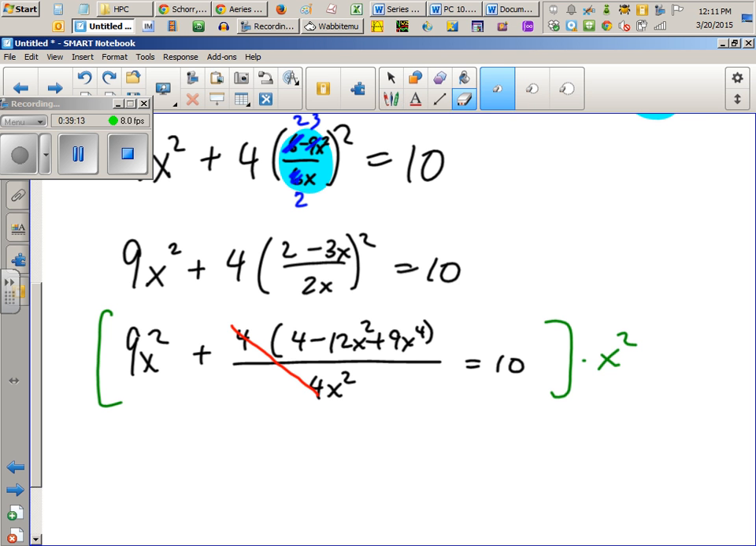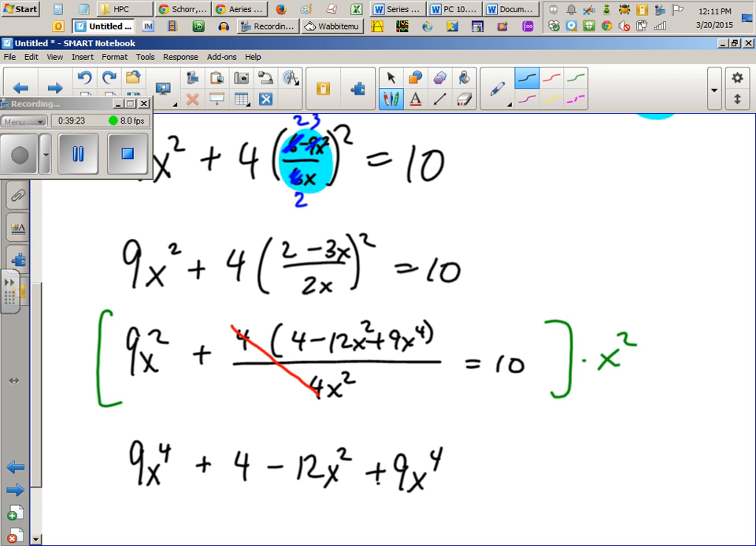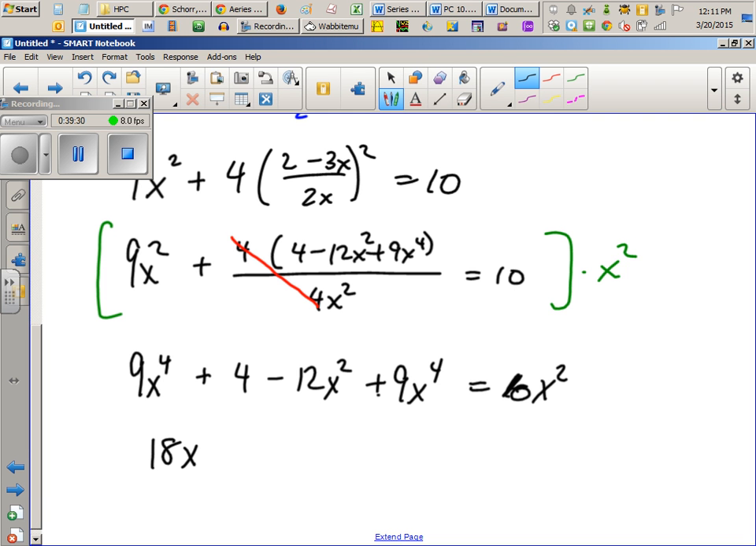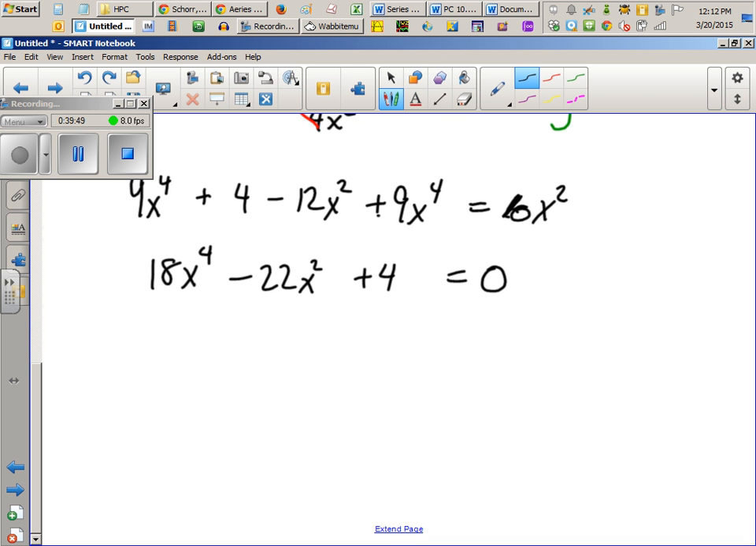So let's go ahead and finish it up. This is 9x to the 4th plus 4 minus 12x squared plus 9x to the 4th equals 10x squared. In other words, 18x to the 4th minus 22x squared plus 4 is 0. I brought everything to one side. Okay, and then this actually can solve pretty easily.